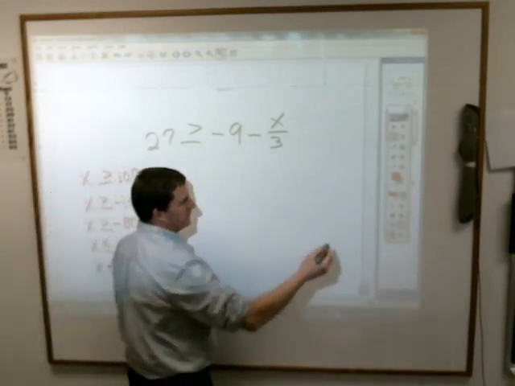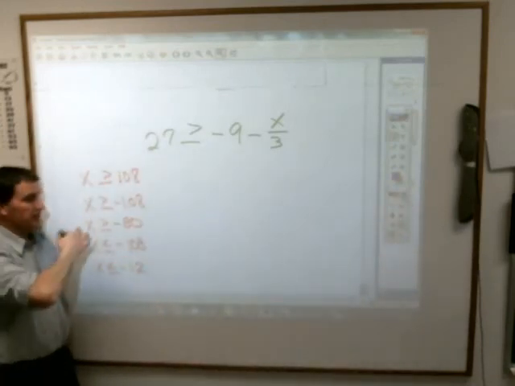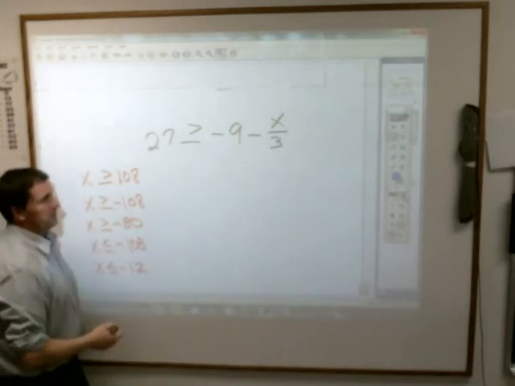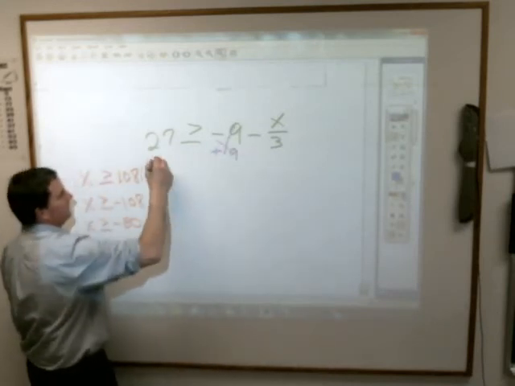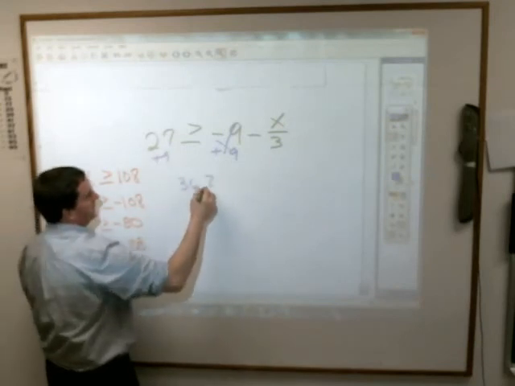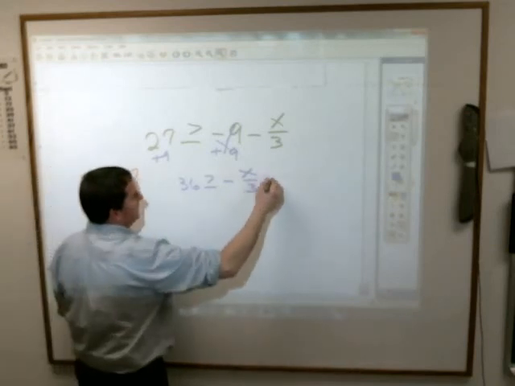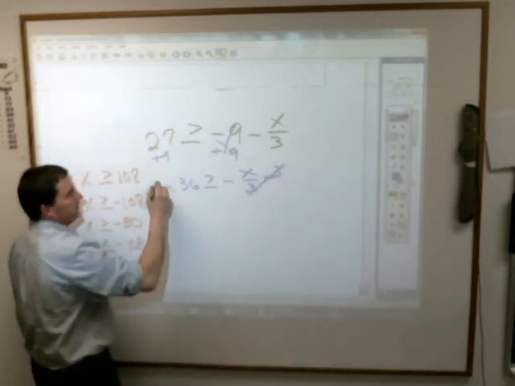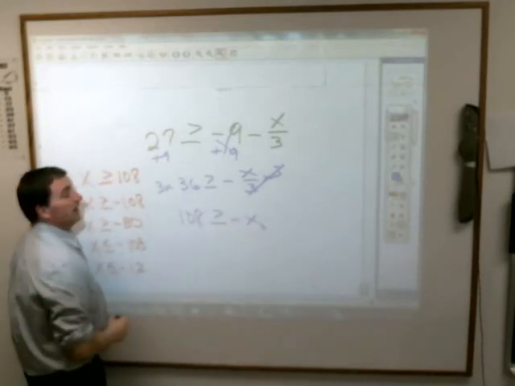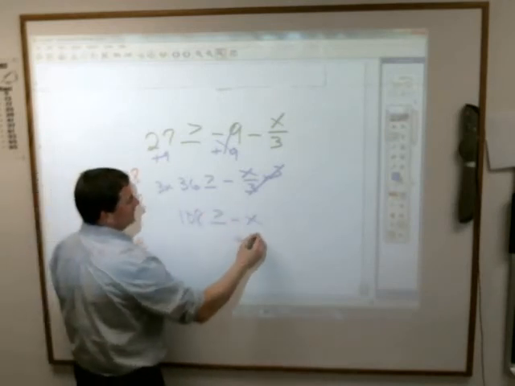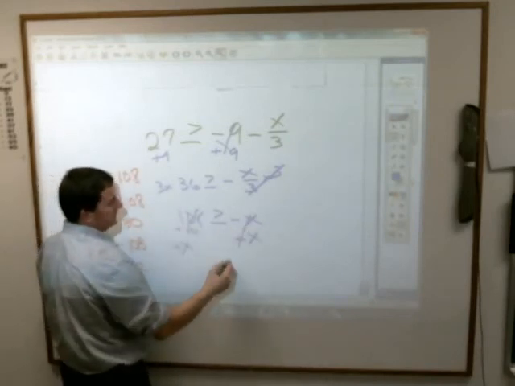There are a bunch of ways you could do this. This is the way I'm gonna do it. I'm just gonna add 9 first. Add 9 to this, I get 36 is greater than or equal to -x over 3. I'm gonna multiply both sides by 3 to get rid of the 3, and I get 108 is greater than or equal to -x. I'm gonna add x to get it to this side, and then subtract 108 to get it to the other side.